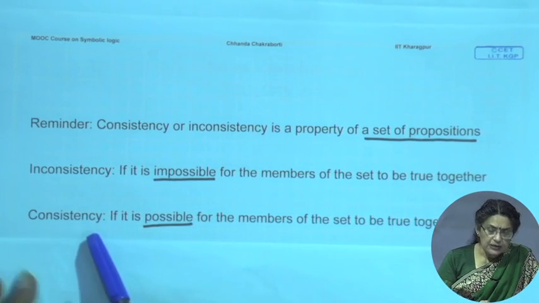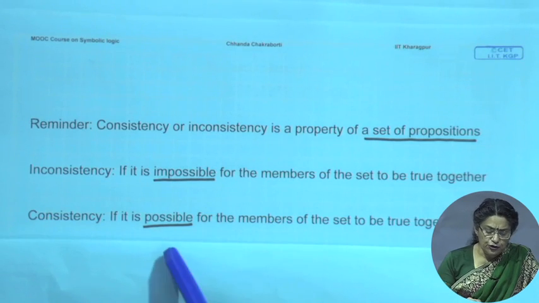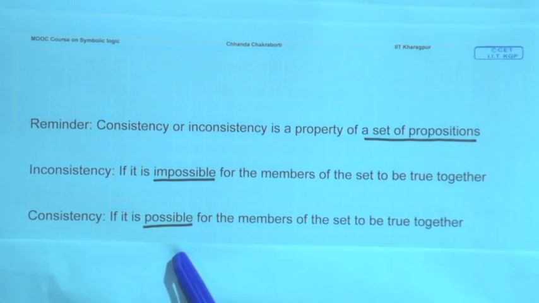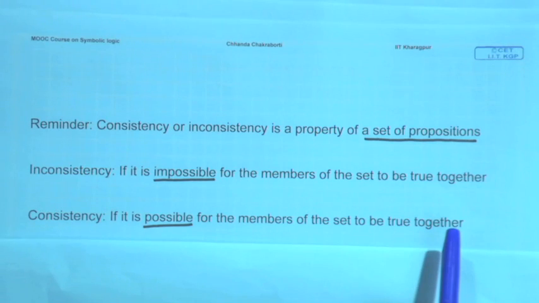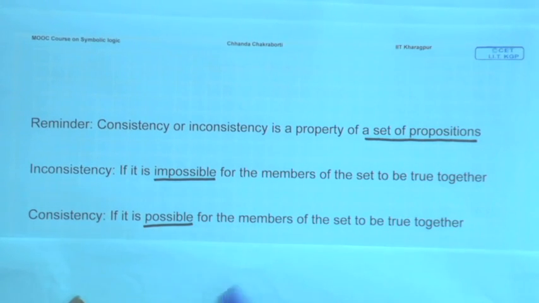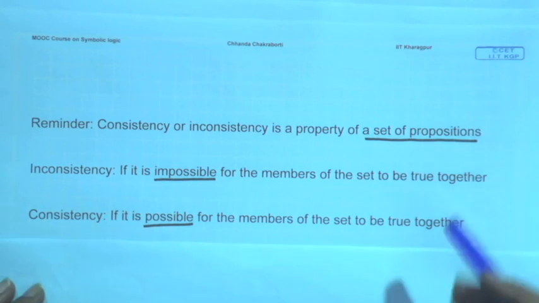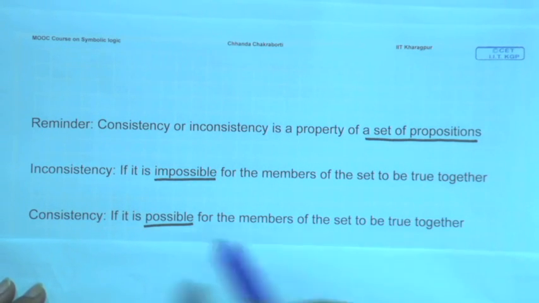And then consistency is just the opposite of that, namely it should be possible for the set members to be true together. How many such possibilities? The answer is always at least one. So, minimally speaking, the set is going to be consistent if there is even one chance when all the members of the set come out to be true. Now, if this is the property of a set of propositions, then how can the truth tree show that to us?